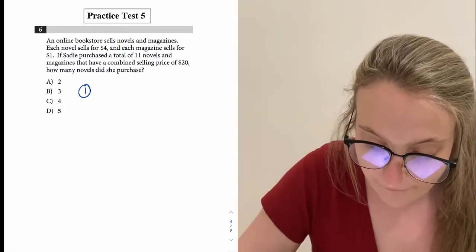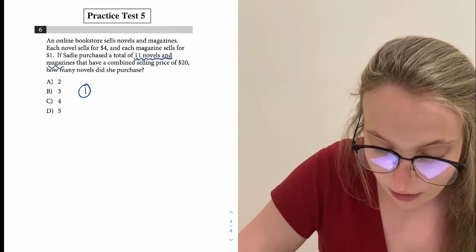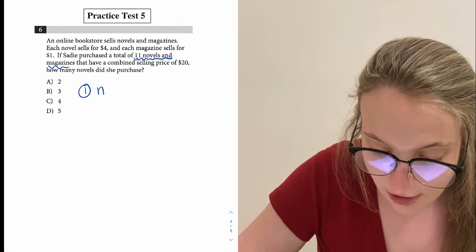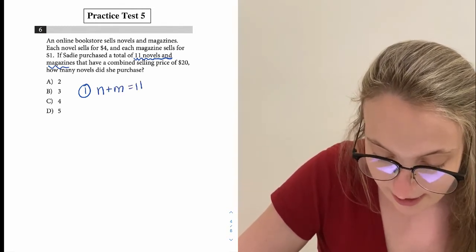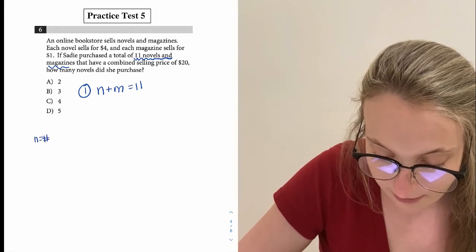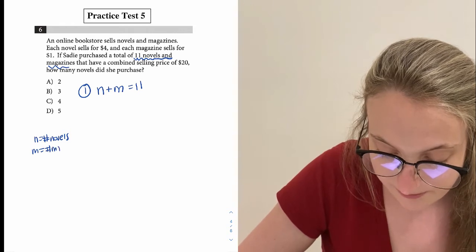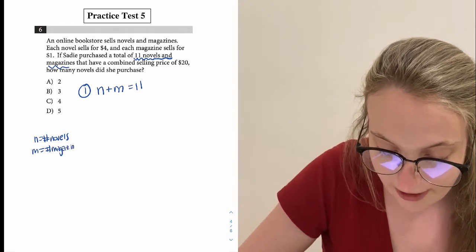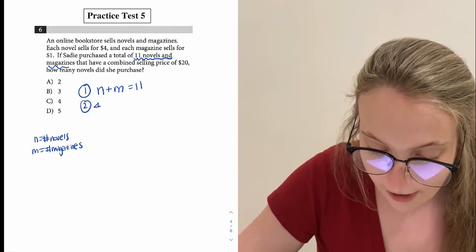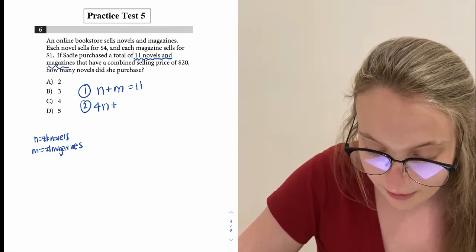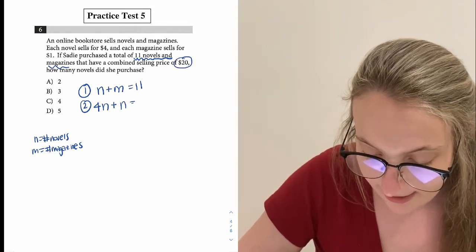All right. So our first equation, we know that they sold 11 novels and magazines in total. So the number of novels plus the number of magazines is equal to 11. So we'll just write over here that N equals number of novels, M equals number of magazines. All right, so that's our first equation. Now let's write our second. So we know that each novel is $4, so 4N plus each magazine is $1, so plus M, is equal to 20 because that's how much they made that day.